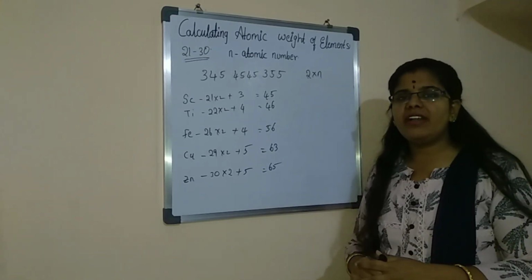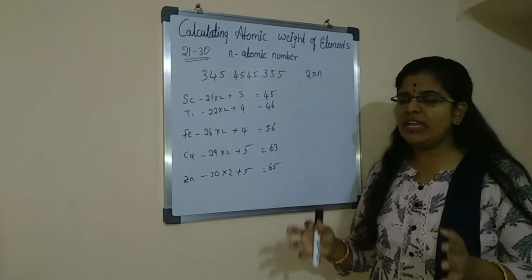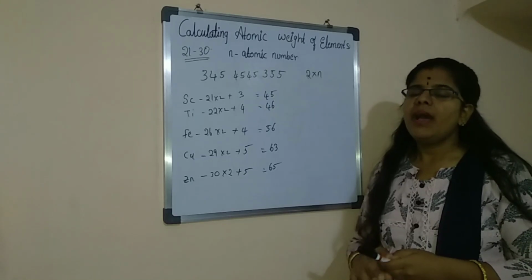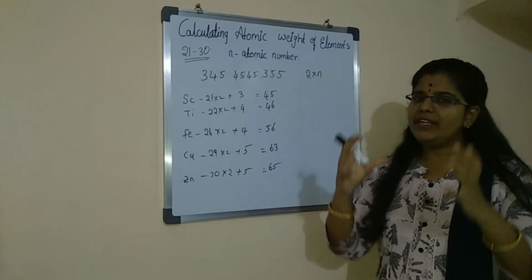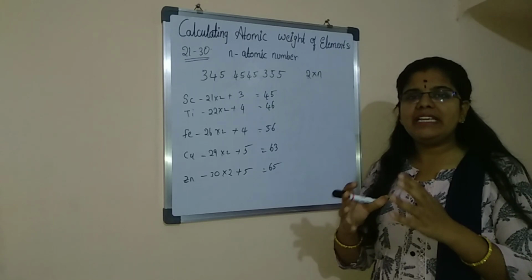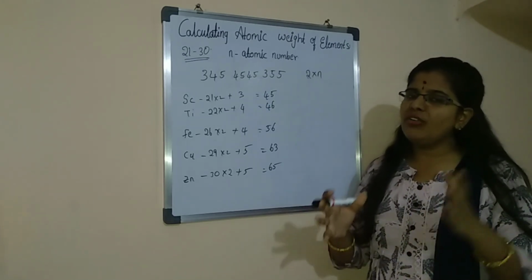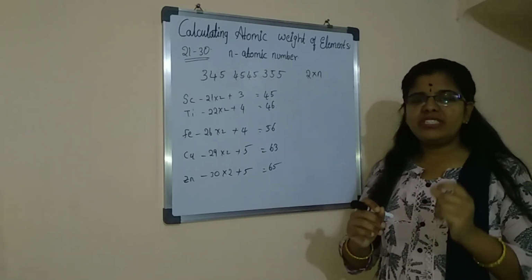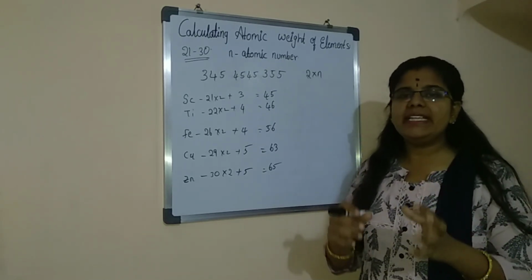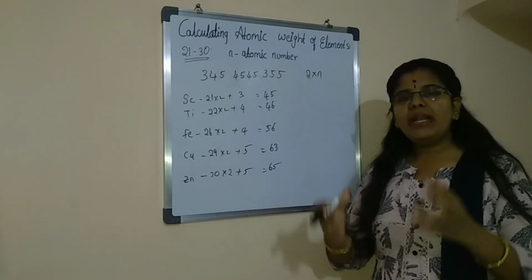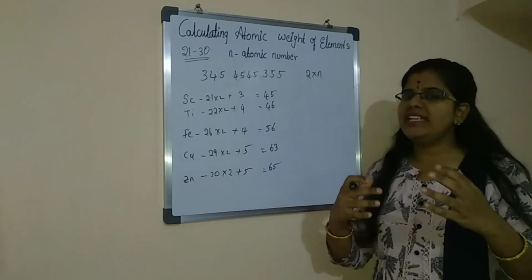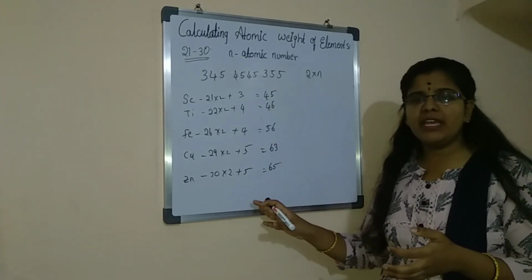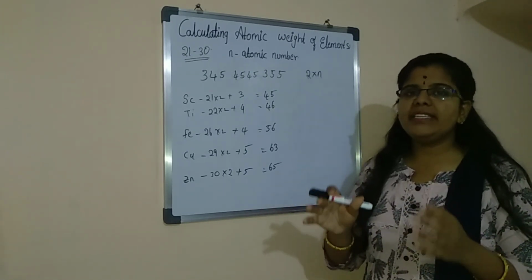I hope everyone has understood how to calculate the atomic weights for 1 to 30 elements. I have given only a few examples. For all the other elements you can work it out on your own to gain clarity, and you can check it on the net also. You will get the accurate answer. One more thing: on the internet you will get the decimal atomic weights. But in calculation we don't use the decimal atomic weights, we use whole numbers. So if you follow this type of calculation, you will get whole numbers.